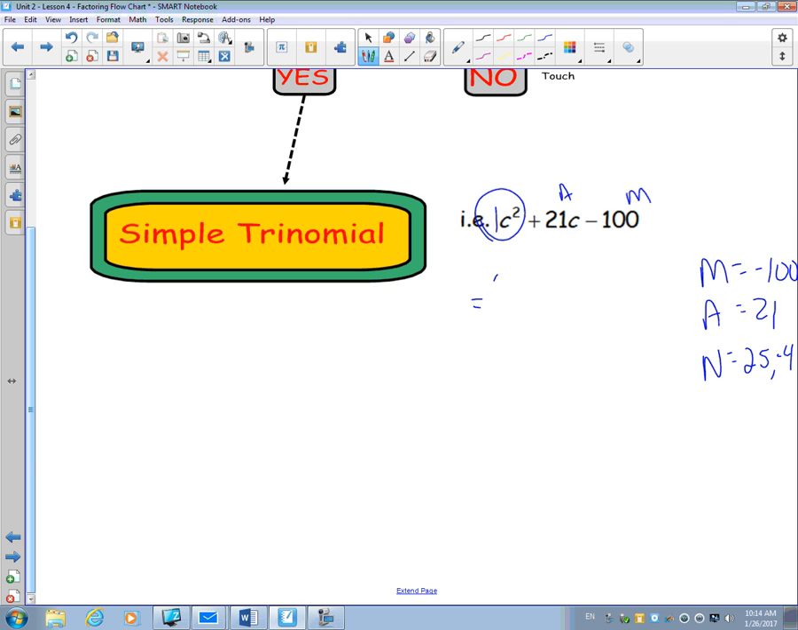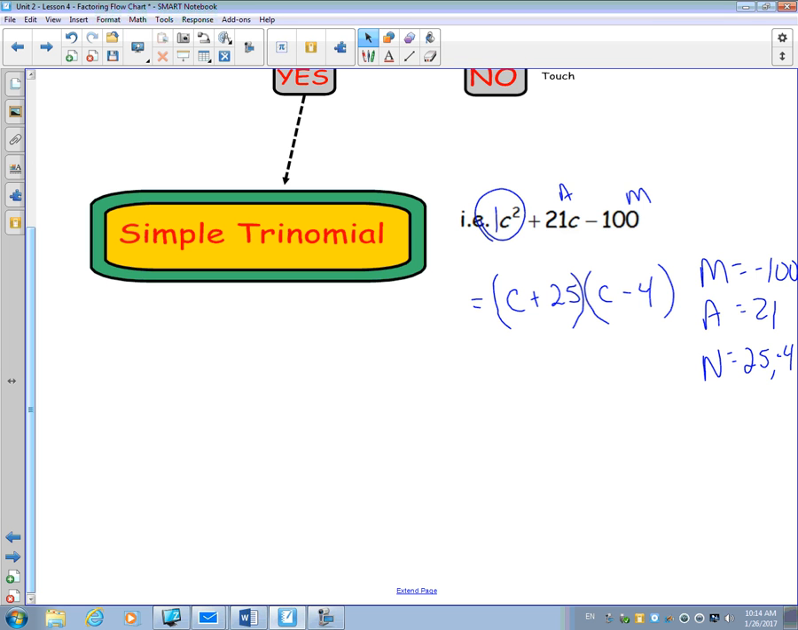And simple trinomials are just a single step. So C plus 25, C minus 4. And then check your brackets. Can you go further? I hope you notice right off the bat, as we have no exponents, there are powers of 1s, that tells us we can't go further. We're done that one.